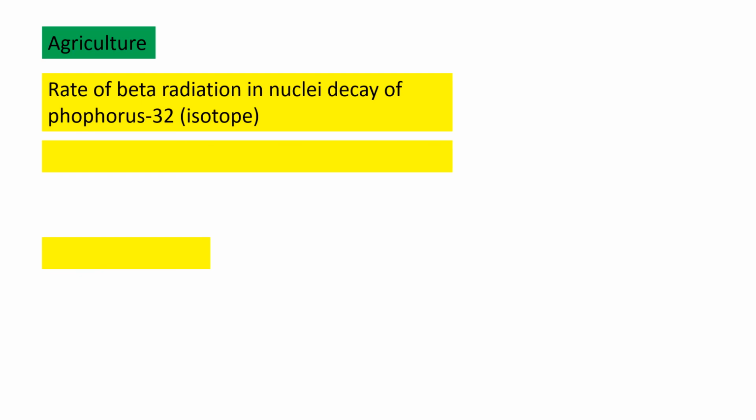And then the third one is agriculture. In agriculture we use the beta radiation from phosphorus-32, which is an isotope. It determines the rate of absorption of the fertilizer used. Normally we use phosphorus fertilizers for plants, so you can use the radiation from the decay of phosphorus-32, which is present in the fertilizer itself, to know how much fertilizer is absorbed. And the last one, we might use nuclear for defense, and you know about the atomic bomb and stuff like that.